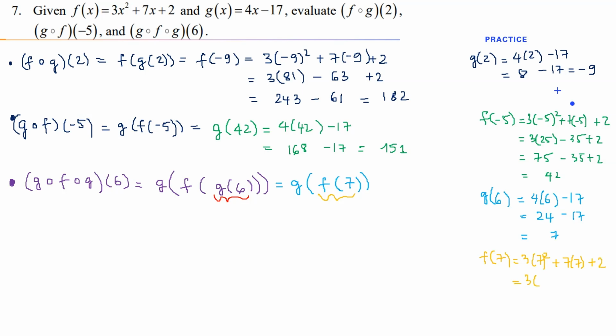That is 3 times 49 plus 49 plus 2. So we know that is 4 times 49, right? Because we have 3 times 49 plus 1 time 49 again. If we take 49 out, we will have 3 plus 1, that's 4 times 49. That's 196. And then we plus 2. That's 198.